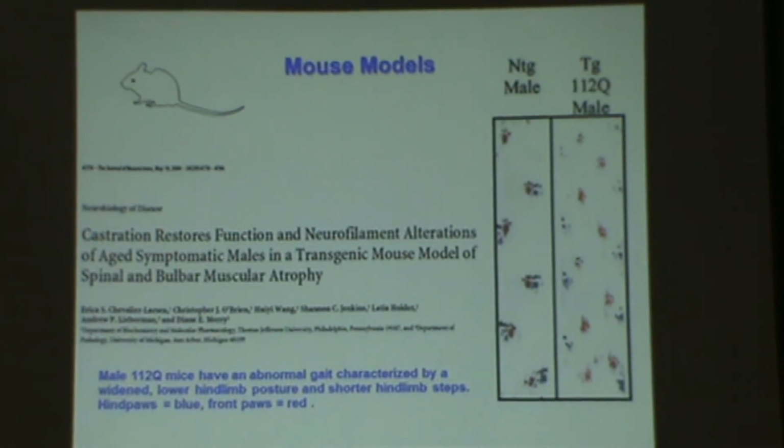And here's, just checking if Diane Merry's not here yet, but this is one of the earlier papers on her mouse model from 2004. Again, showing the footprint analysis, and this was for the normal mouse, the non-transgenic mouse, and this was the mouse that had the androgen receptor with 112 glutamines. You can see that the footprint pattern looks very different. They have an abnormal gait, it's wider, with shorter steps.